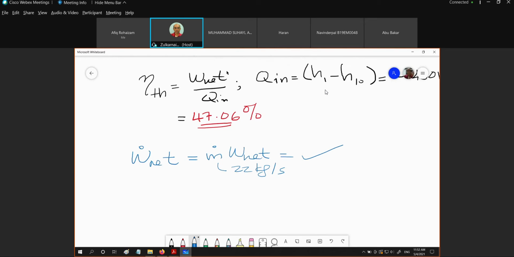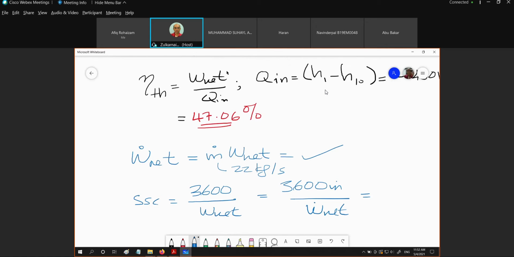And then the next one is the SSC. Get your SSC, which is equal to 3600 divided by the W net. Or you can also use 3600 multiplied by your m dot divided by your W dot net. You will get the same figure, your SSC. Okay, so you proceed with that.